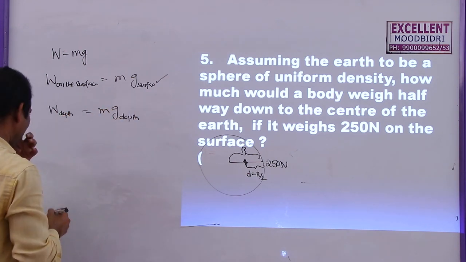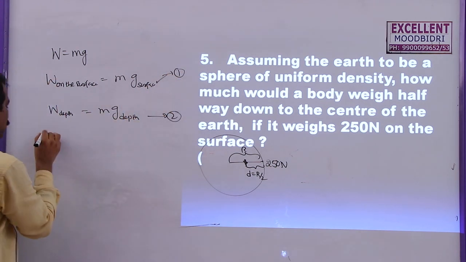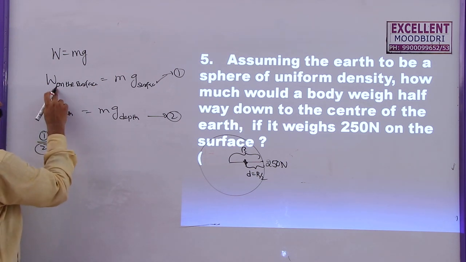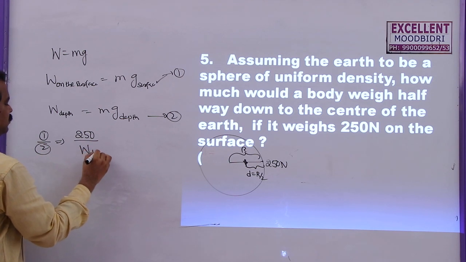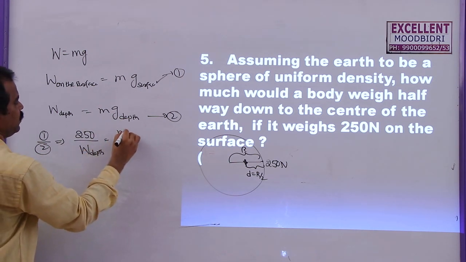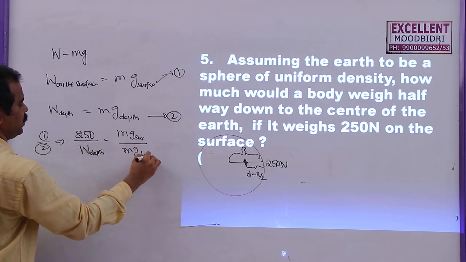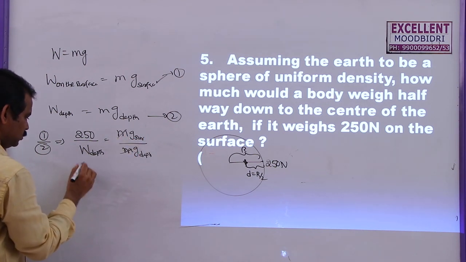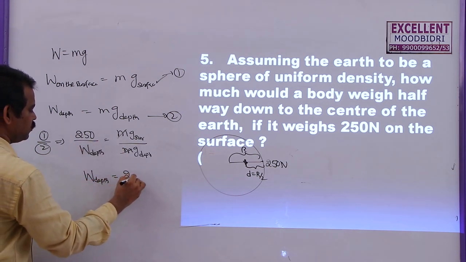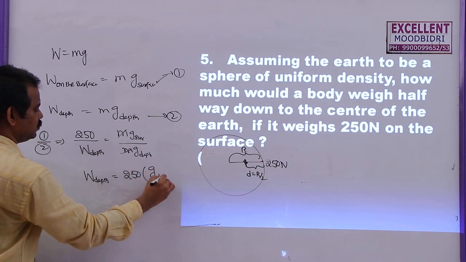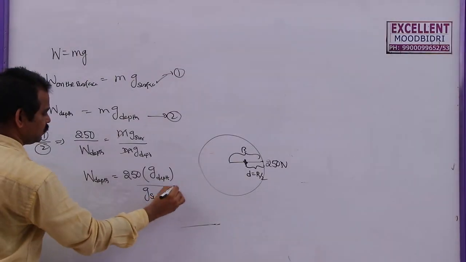Now, if you divide these two, this is equation 1, this is equation 2, 1 by 2 gives: the weight on the surface of earth was given as 250, and this is the weight at some depth, which is given by mg on the surface of earth by mg at a depth. m gets cancelled. So now by cross multiplication, the weight at a depth is given by 250 into g at depth by g at surface.